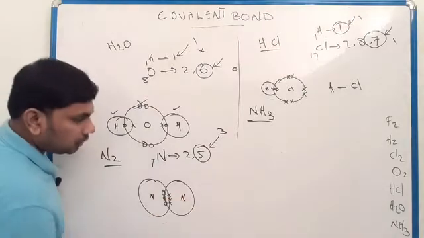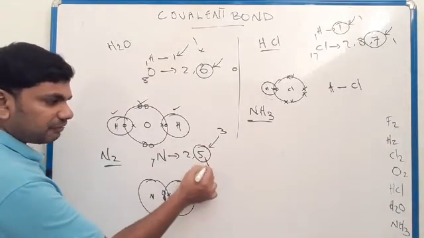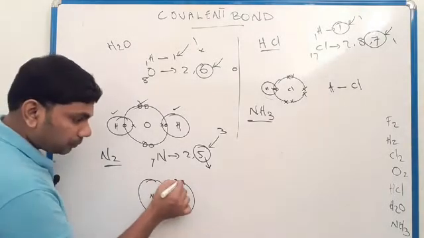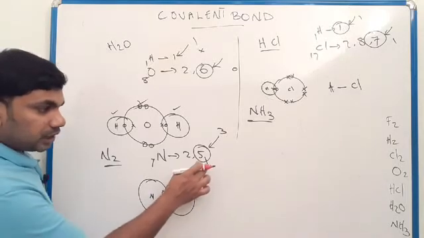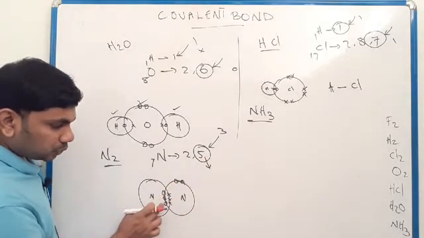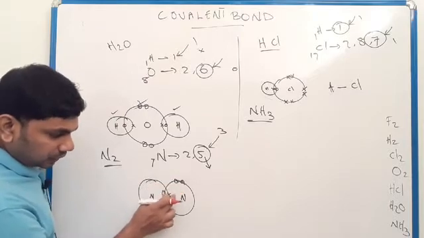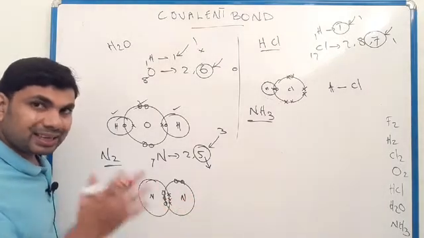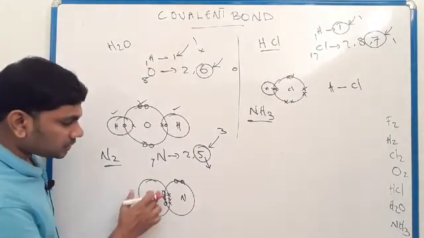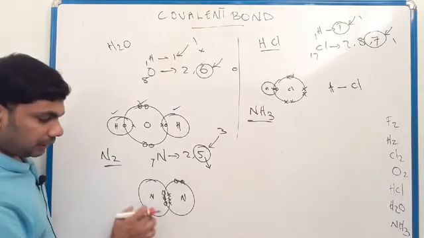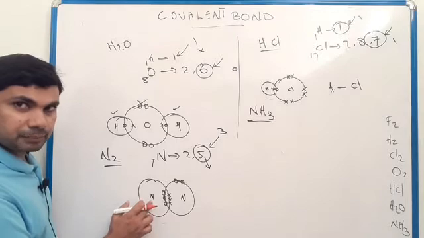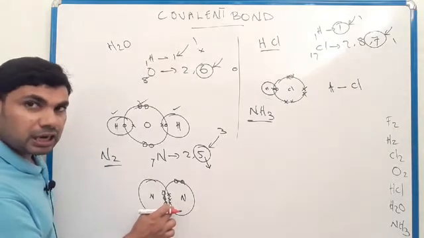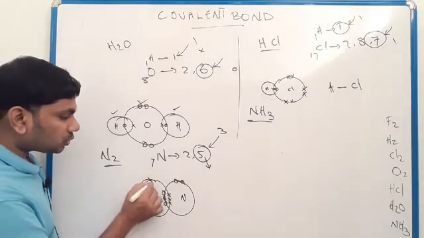Now see here, outer shell 5 electrons. We did 3 only. How many left? 2 more. So here nitrogen outer shell 5: 1, 2, 3, 4, 5. Including this, it is 8. This nitrogen gets 8 electrons in its outer shell. Look here, 6 plus 2, 8. Similarly, about this other nitrogen, we did 3 electrons. How many electrons left? 2 electrons left.